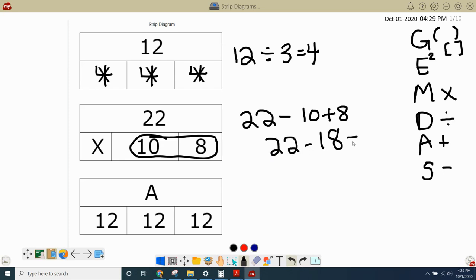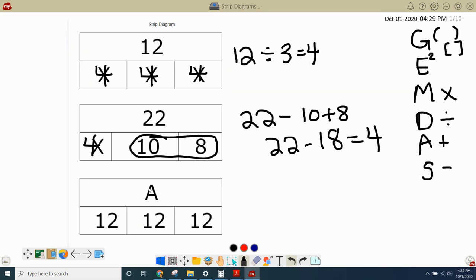Then I subtract. 22 minus 18 is 4. So that x equals 4. Okay. And if I add 4 plus 10 plus 8, that would give me 22. So this is a balanced strip diagram. So again, we have to follow the order of operations whenever we have more than one operation in the equation.